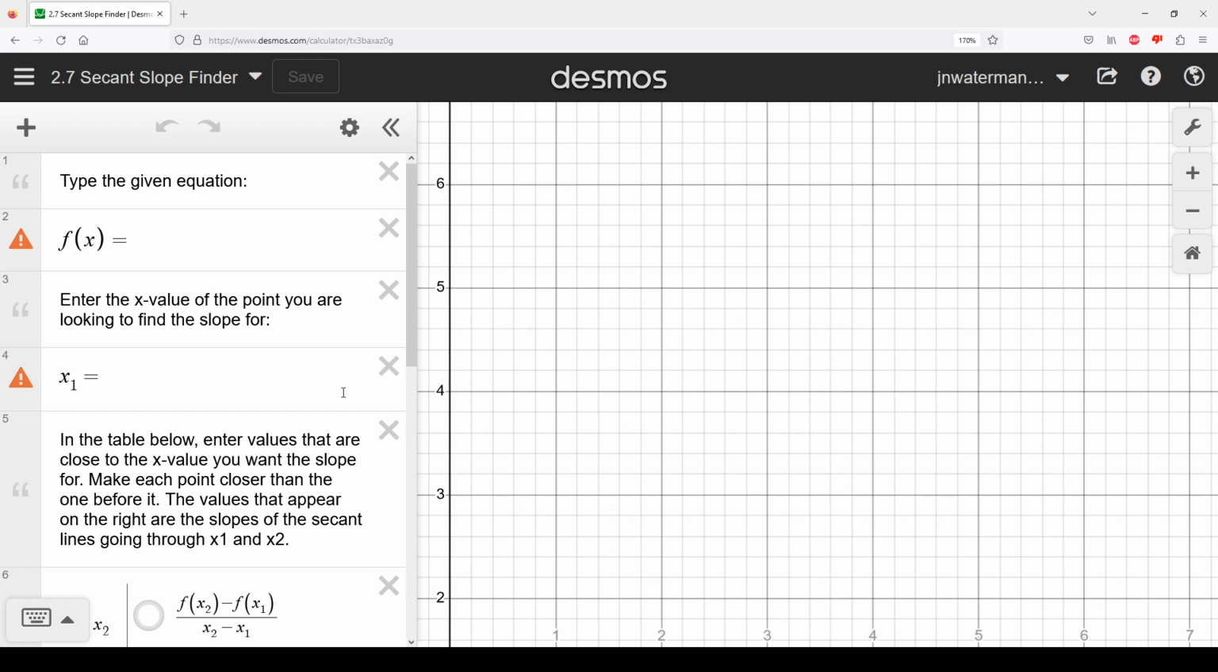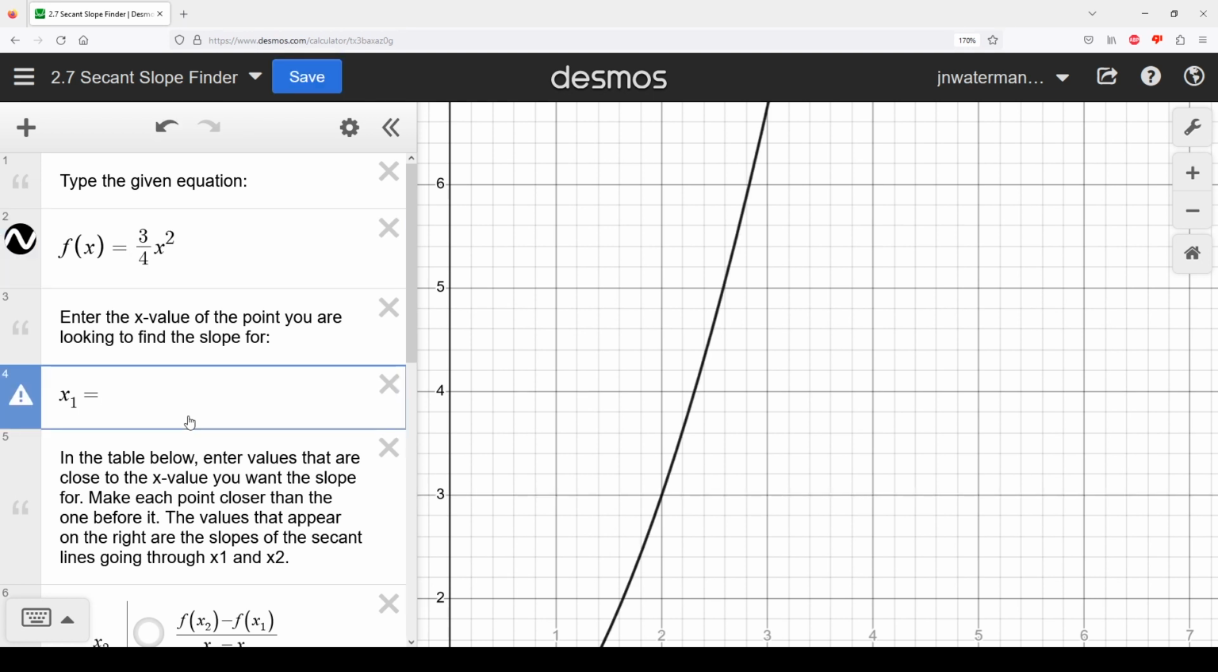So I put together a Desmos program that'll make getting the slopes for a bunch of these points a lot easier. For starters, we're just going to enter the equation that we have for this, which is 3/4 x squared. And then we're going to enter our anchor point here, or the point that we're trying to find the slope for. In this case, that is x equals 3.